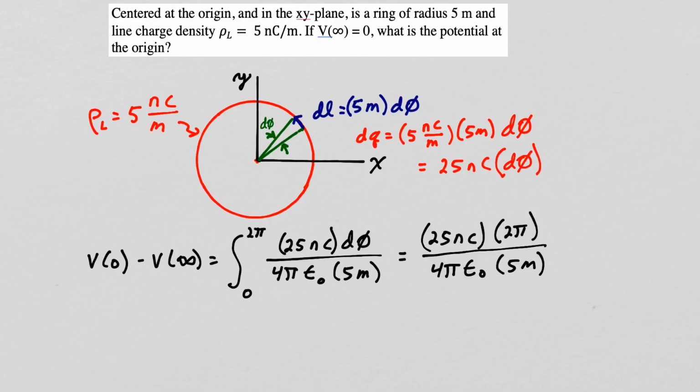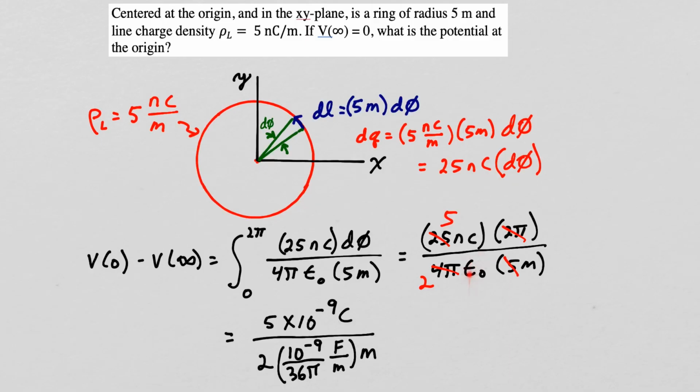So 5 goes into 25, gives us a 5. 2 pi over 4 pi will be a 2. Let's substitute in for epsilon sub 0, and nanocoulombs is 10 to the minus 9. And these meters cancel. The 10 to the minus 9s cancel. 2 over 36 gives us an 18.